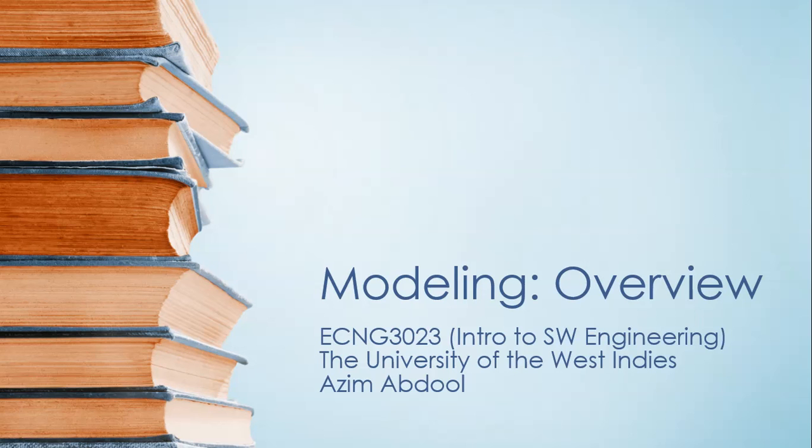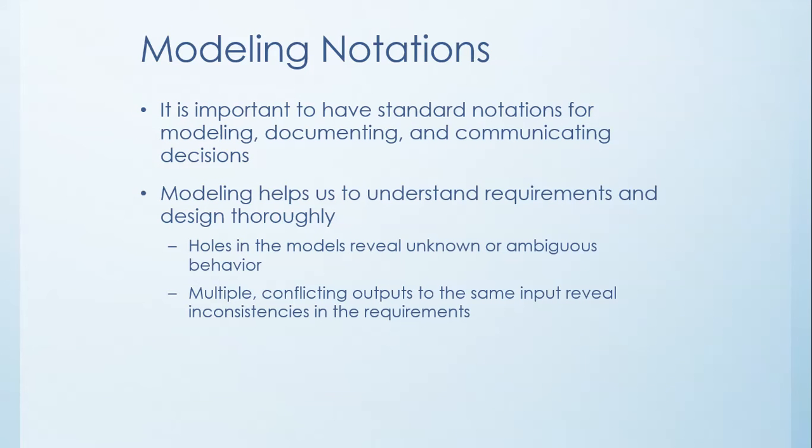In this video, I'm going to talk about modeling as a process and give you an overview of that process. So the first thing you want to understand up front is what modeling is. It's about having standard notations for how you're going to model, how you're going to document and communicate decisions that you've made. The modeling helps us understand requirements and design thoroughly. So remember, modeling as a process can be in requirements and it could be in design.